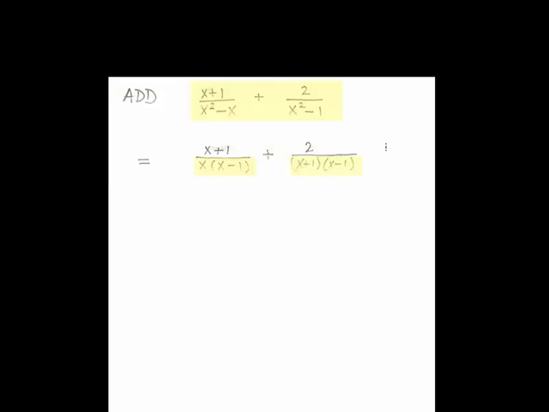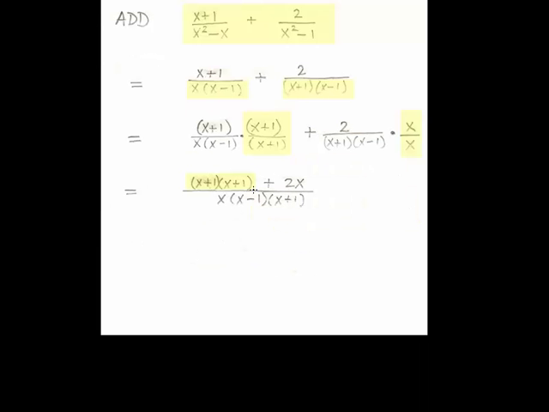Now we have to determine the least common denominator. The least common denominator has to contain all the denominators as factors. And here, the least common denominator has to be x times (x - 1), but then we also need an (x + 1), and this will contain all of the denominators. So now our first fraction needs to be multiplied by (x + 1)/(x + 1), this special form of 1, and we have to multiply our second fraction by x/x. Now both fractions have that least common denominator.